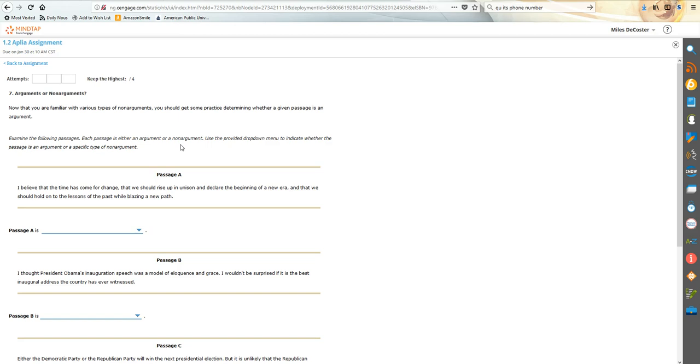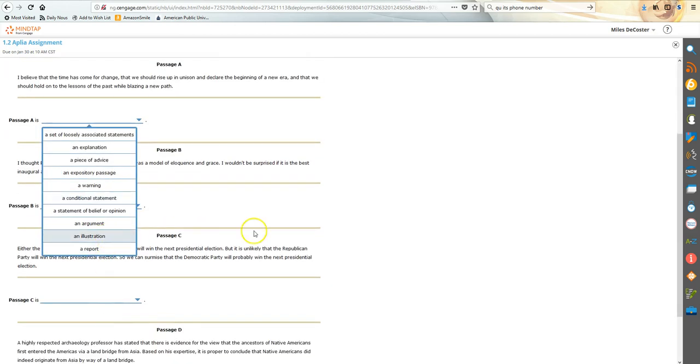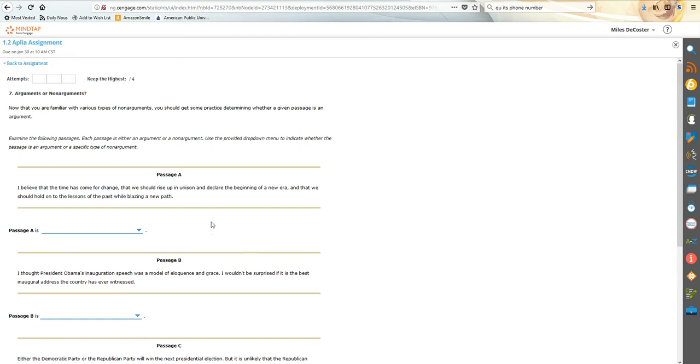Now I have to use all that. Is it an argument first off? And if it isn't, what specific type of non-argument is it, right? So they're going to give me all this different stuff down here. So just the first one as an example.